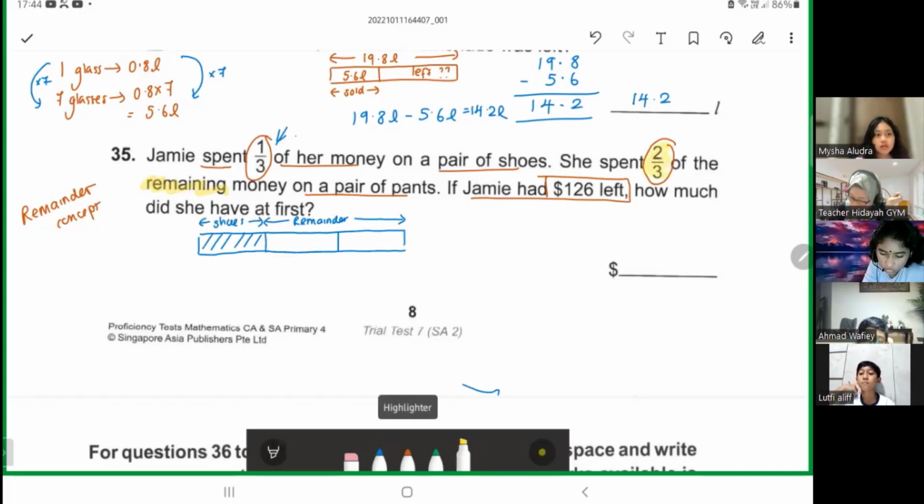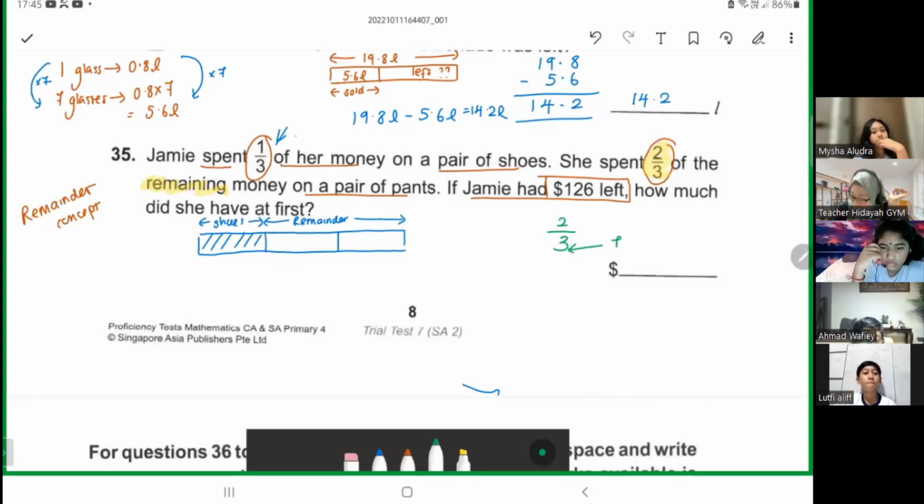However, they say that she spent 2/3 of the remaining money, 2/3 of the remainder. Now I need the remainder to be 3 parts, but when I look at my remainder, there are only 2 parts. I need it to be 3. Can I change my 2 parts to become 3 parts? I can, by changing it to become 6, making it the same denominator. The denominator tells me the total parts. So total remainder here is 2 parts.